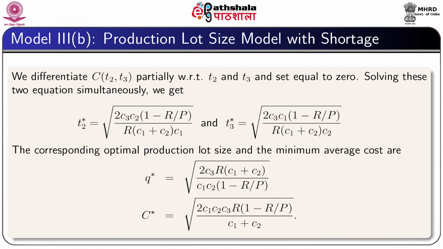The corresponding optimal production lot size and the minimum average cost are obtained as Q star is equal to root over [2 C3 R into (C1 plus C2)] divided by [C1 C2 into (1 minus R by P)], and the minimum cost C star is equal to root over [2 C1 C2 C3 into R into (1 minus R by P)] divided by (C1 plus C2).